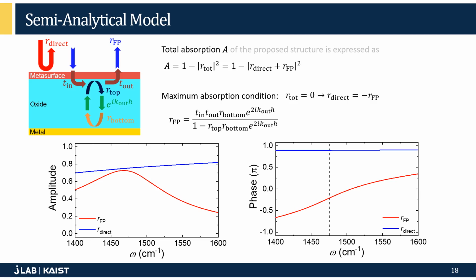If we plot the amplitude and phase of direct and Fabry-Perot reflection, as I said at first, we have to design a non-resonant graphene metasurface to avoid some background absorption, right? So here you can see that the direct reflection of the metasurface has no resonant behavior. On the other hand, the Fabry-Perot resonance shows some kind of resonance behavior. Here, please focus on this black dotted line. You can see that at this peak of the Fabry-Perot transmission, they show destructive interference. It means that the Fabry-Perot resonance frequency is the same as the maximum absorption, and that determines the emission angle.